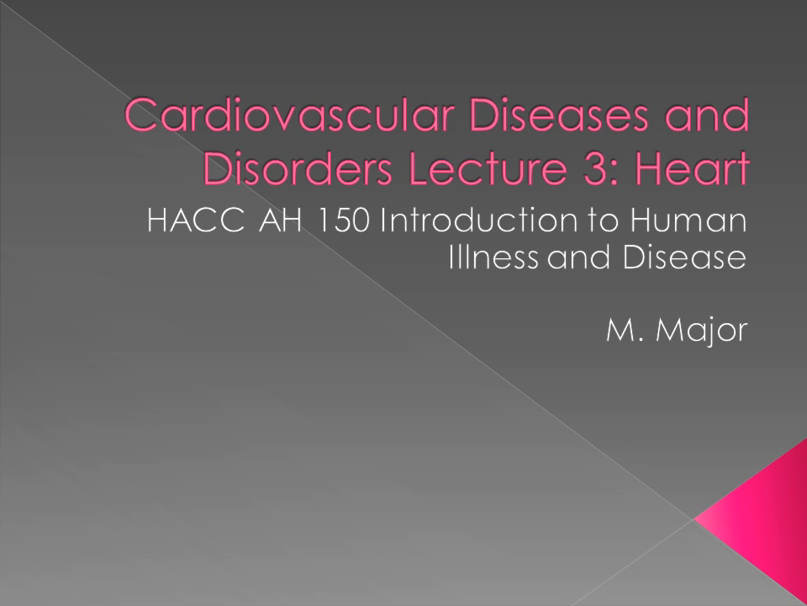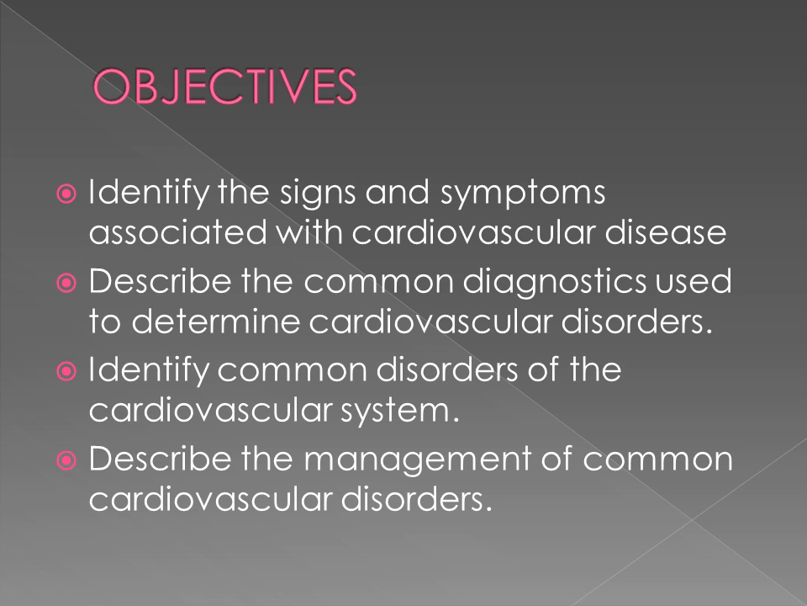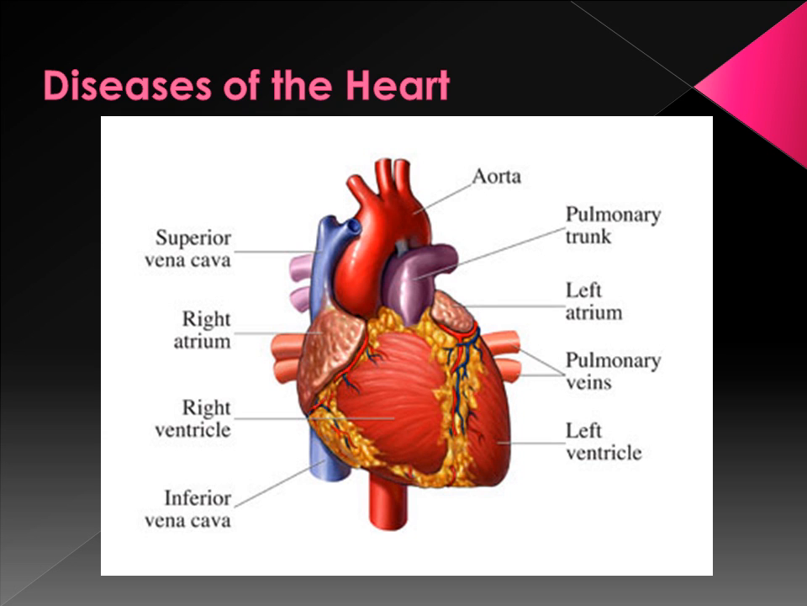This is the last of our three-part series of lectures on cardiovascular diseases and disorders. The objectives, again, are the same as they have been for the last two sections of the cardiovascular diseases and disorders. In this lesson, we're going to talk about the 5 most common disorders that occur in the heart. So, disorders of the cardiovascular system related to that of the heart.